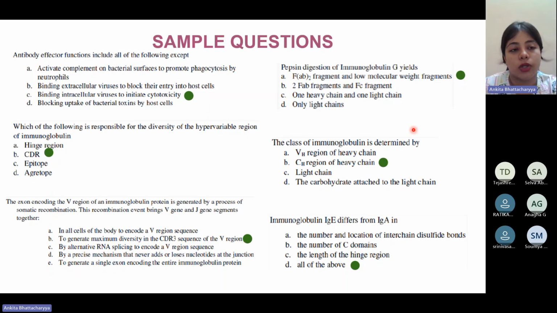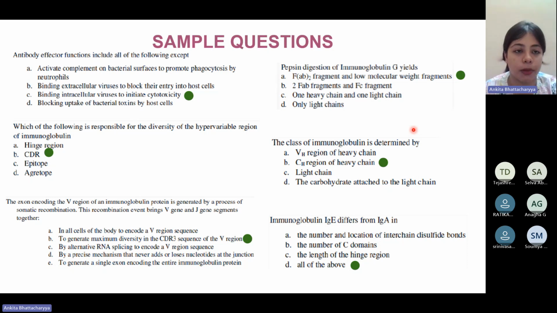The first question talks about the antibody effector functions. They include all of the following, except: first, they activate complement on bacterial surfaces to promote phagocytosis. This is true. Complement activation is something we will get into eventually. Second is binding of extracellular viruses to block their entry into host cells. Third is binding intracellular viruses to initiate cytotoxicity. Or blocking uptake of bacterial toxins by host cells.